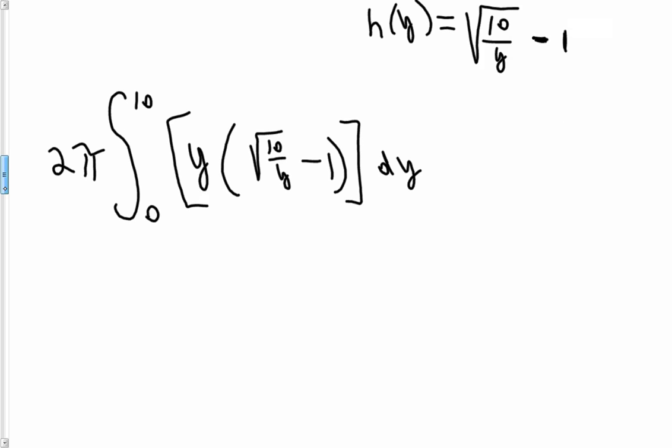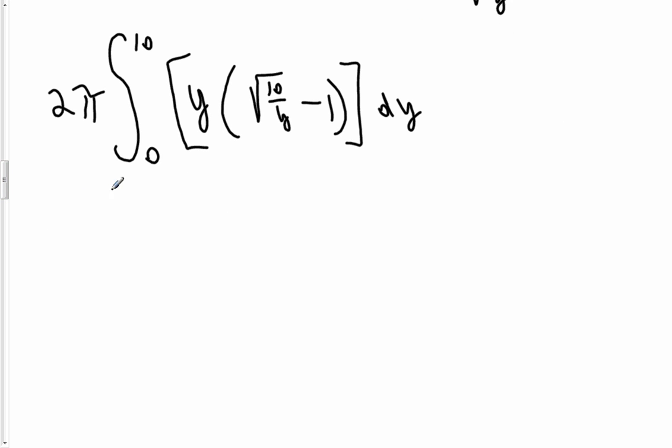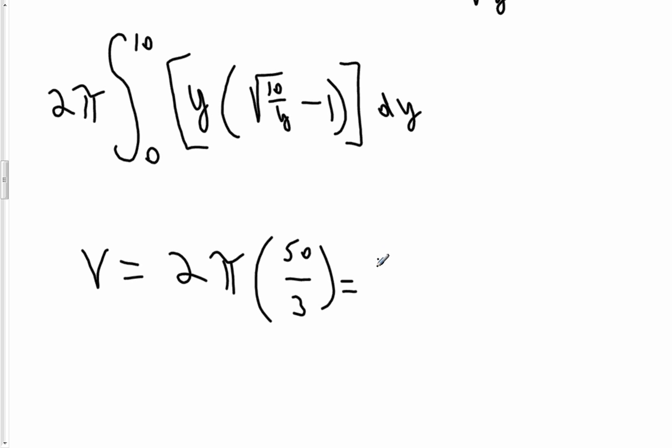So it turns out that the volume here, if I distribute the y and do this integral, I find out that the volume is equal to 2 pi, and the integral gives us 50 over 3, so I get 100 pi over 3. And that would be the volume of that solid.